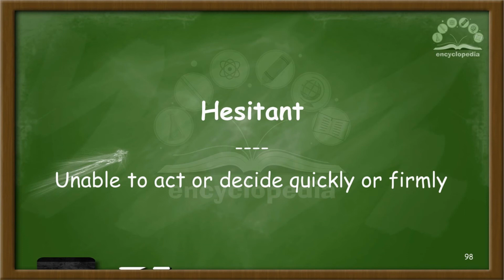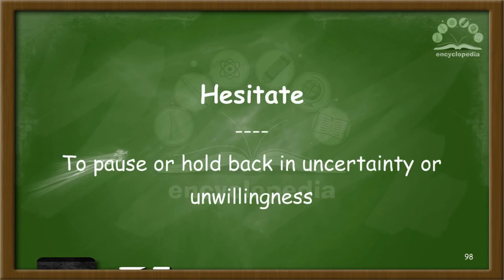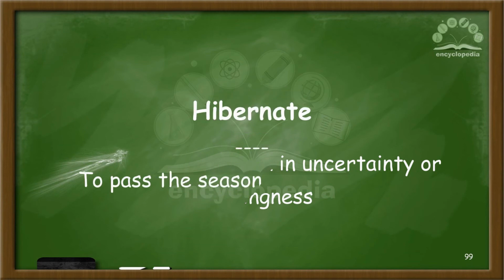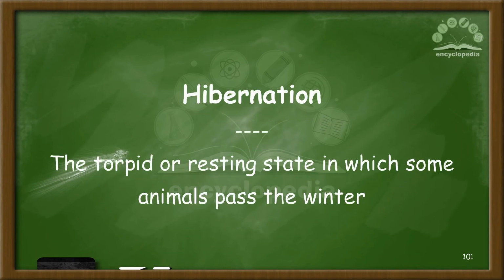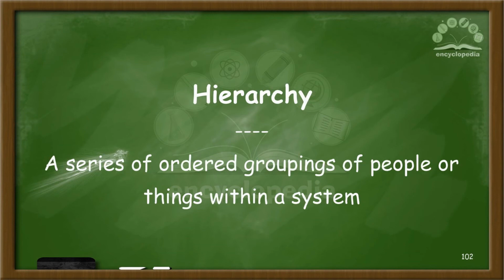Hesitant. Hesitant means unable to act or decide quickly or firmly. Hesitate. Hesitate means to pause or hold back in uncertainty or unwillingness. Hibernate. Hibernate means to pass the season of winter asleep. Hibernation. Hibernation means the torpid or resting state in which some animals pass the winter. Hierarchy. Hierarchy means a series of ordered groupings of people or things within a system.